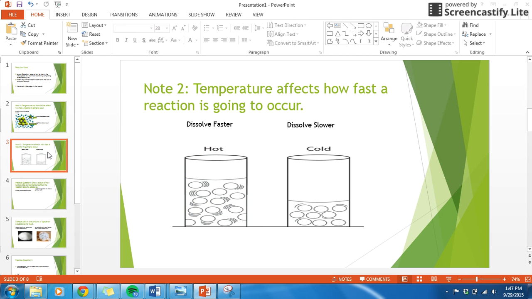Note number 2, temperature also affects how fast a reaction is going to occur. I know that if I have hot water, it's going to dissolve faster because the molecules are moving faster. And in my cold water, it's going to dissolve slower because my molecules are moving slower.